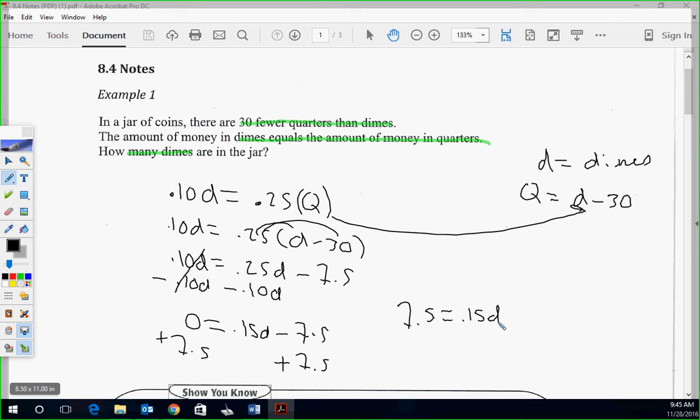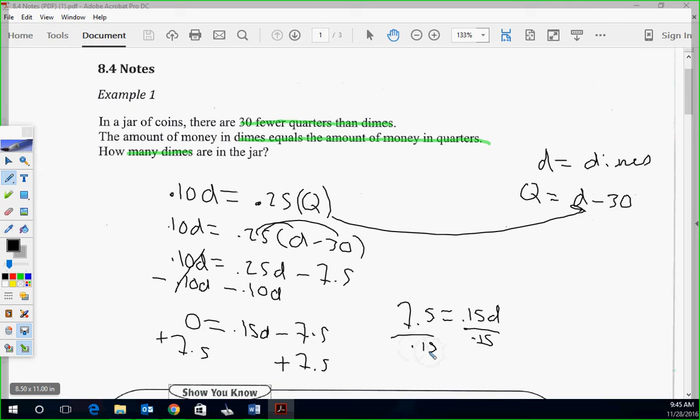Or another way of thinking about it, Aiden: 10 cents minus 10 cents is 0. D is nothing. Oh, okay. That's a better way of thinking about it. This is 25 cents minus 10 cents. So our last step, guys and gals, is to divide by 0.15.